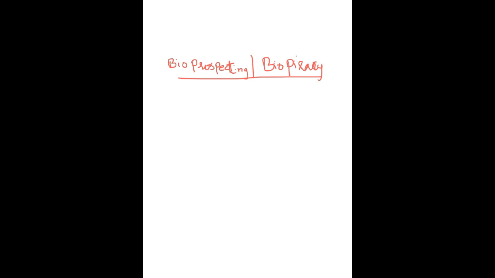Now let us understand these two terms. One is called as bioprospecting, and the other is called as biopiracy. What do you mean by bioprospecting? Suppose a person, a guy, collects and uses certain biological knowledge of a particular tree. This guy collects and uses the biological knowledge of a particular people.